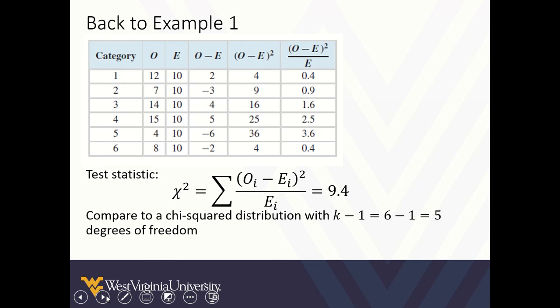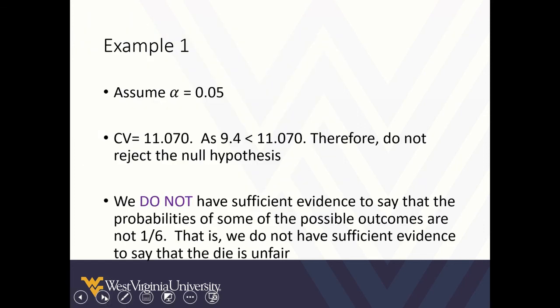And so going back to our first example, we clearly were able to state our null and alternative hypothesis. So now we can begin calculating our test statistic. Using our formula, we get a chi-squared statistic of 9.4. We compare this to a chi-square distribution with k minus 1, or 6 categories minus 1, equals 5 degrees of freedom. We will assume an alpha level of 0.05, and so using our chi-square table, we have a critical value of 11.070. As we can see that 9.4 is less than 11.070, we will not reject the null hypothesis.